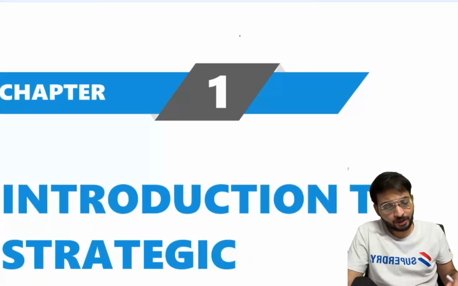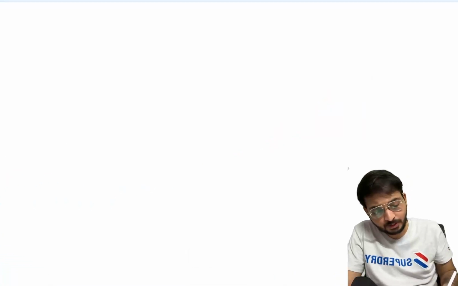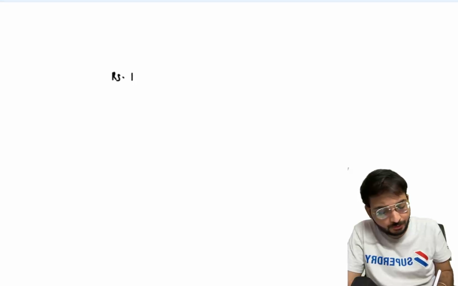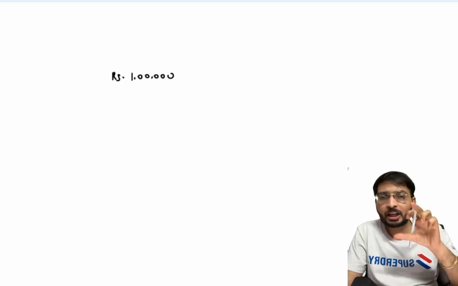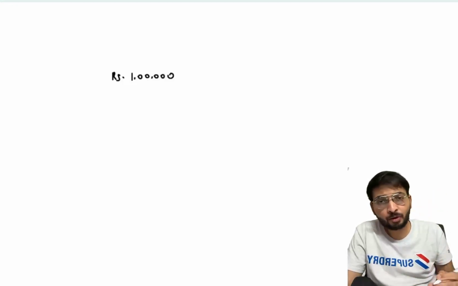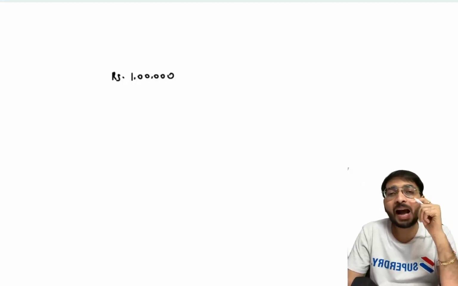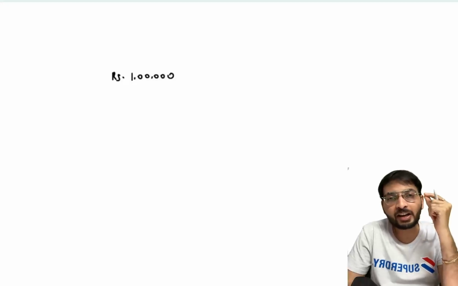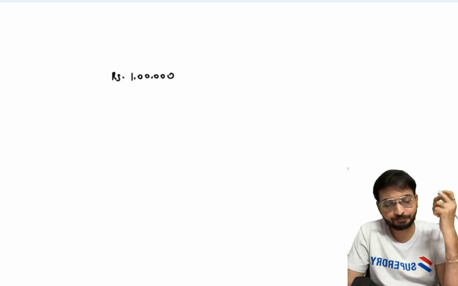Now, before my introduction, before everything, say you have rupees 1 lakh with you. You want to invest this 1 lakh into a company. Since you are from a finance background, you want to invest it in the stock market. Listen to the question properly: what are the different factors you'll be looking at to invest this 1 lakh?